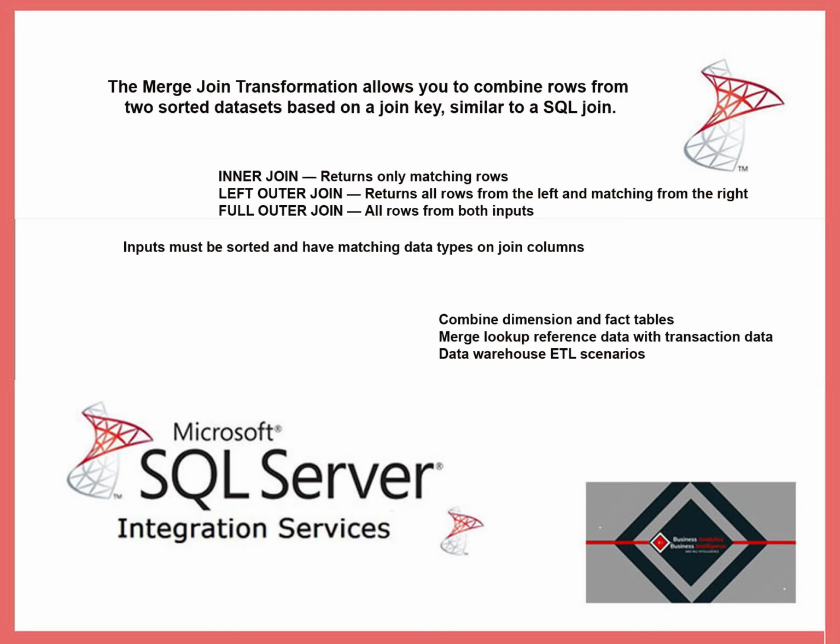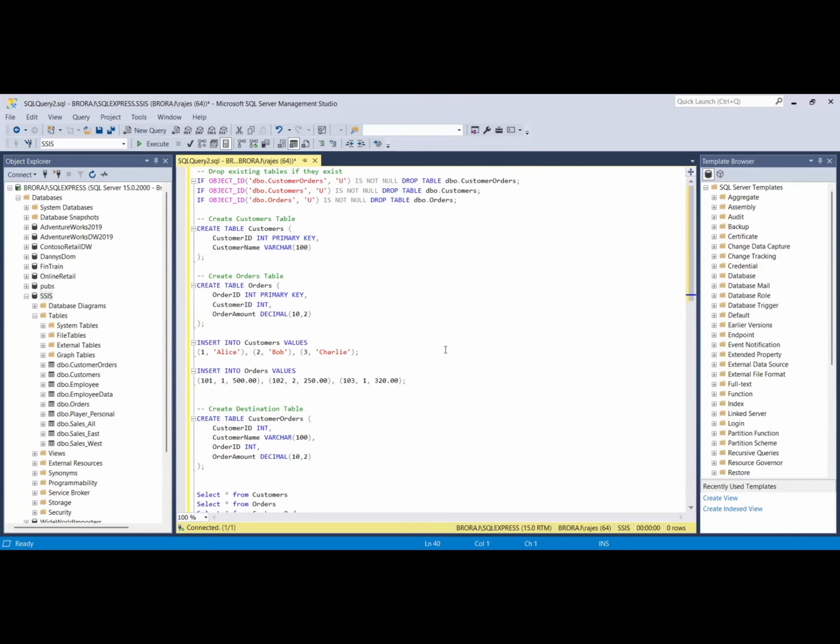Before this merge join transformation, you need to sort the data. The input must be sorted and have matching data types on the join columns. The uses of the merge join transformation are that it combines dimension and fact tables, which is the same as what we are going to do today, and it merges lookup reference data and transaction data. It is used in data warehouse ETL scenarios. So we will go to SQL Server, and here we have some code to create the tables.